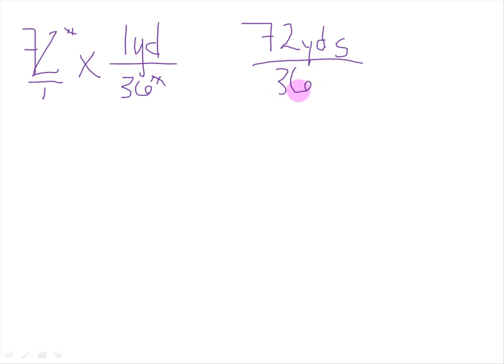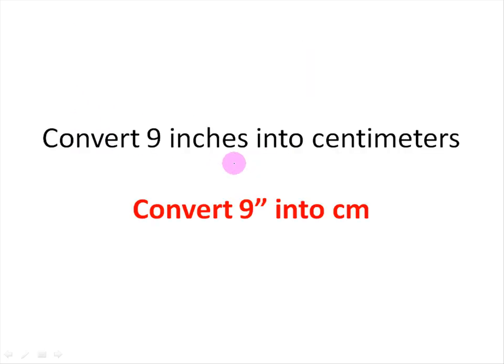And now it becomes a straightforward long division problem. How many times will 36 go into 72? Well, exactly 2 times. Our answer is 2 yards. The question was, how many yards is 72 inches? It's 2 yards. All right, convert 9 inches into centimeters.